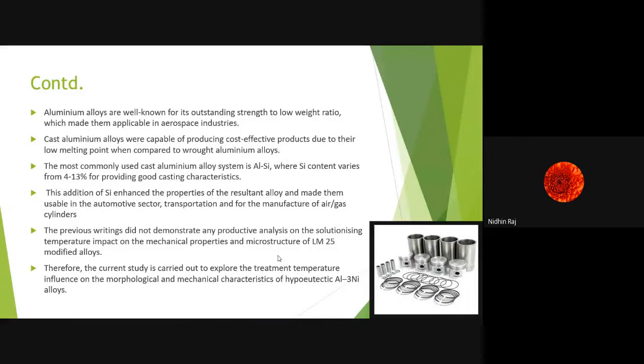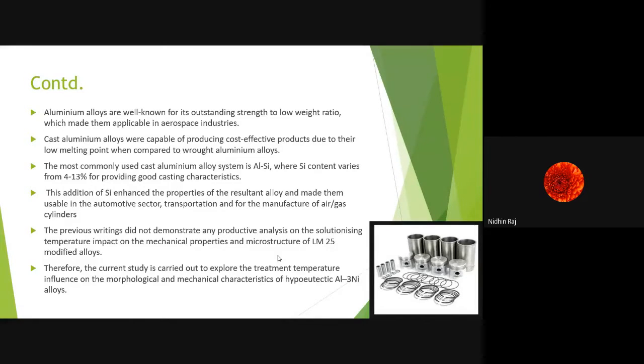Now, the previous writings on this aluminum, magnesium, silicon, nickel hypoeutectic combination did not tell us anything about the solutionizing temperature. Solutionizing temperature was not a factor that was studied on this LM25, that is, the A356 alloy.